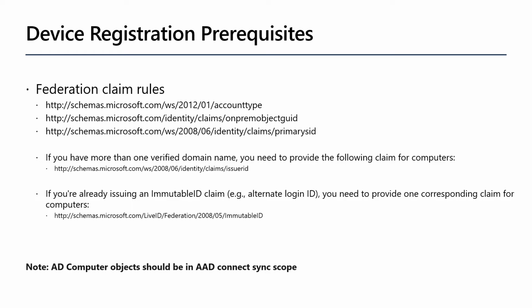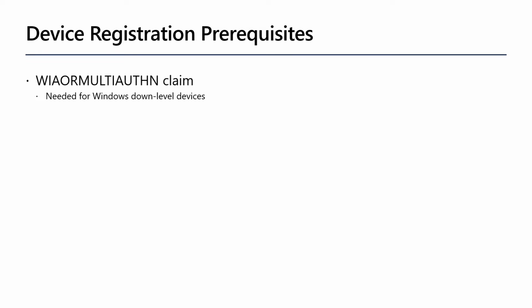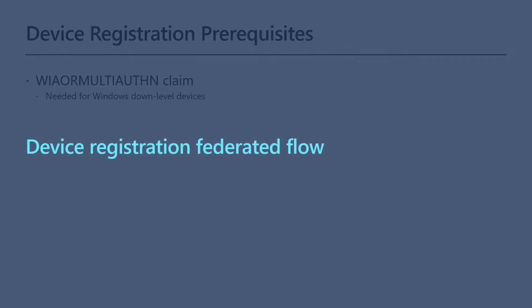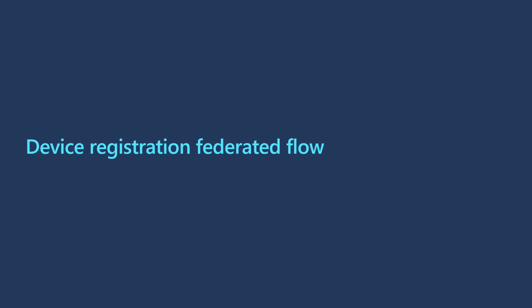Also, if the computer objects are in the sync scope and any modification happens on the local Active Directory computer object, for example the device has been renamed, AD Connect is going to take care of updating the Azure Active Directory device object. And lastly, if you want to enable device registration for down-level devices, you need to make sure that you have the WIA or multi-auth claim enabled on your Federation service. For the ADFS server, this can be done using the AD Connect wizard as we did before. In this section, let's cover device registration detailed steps for federated domains.